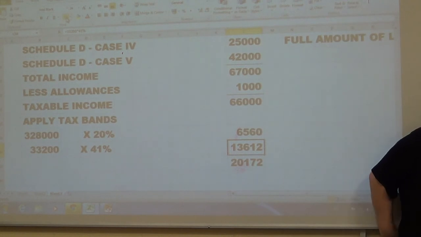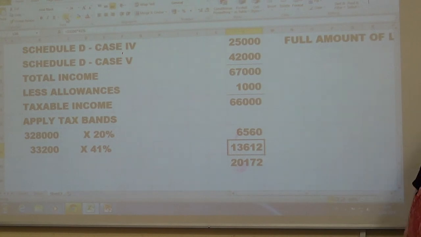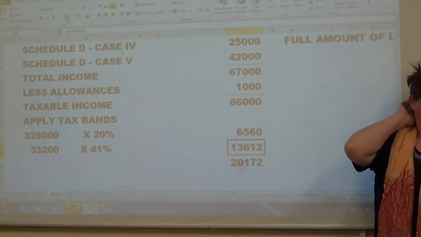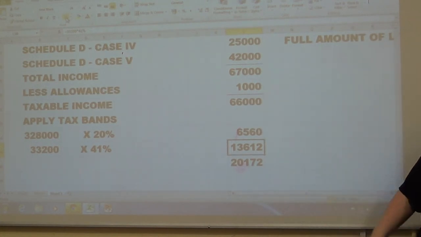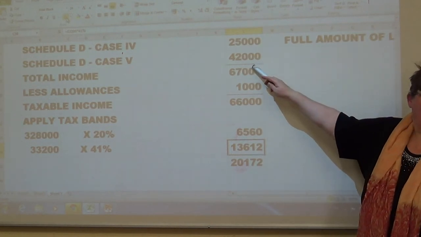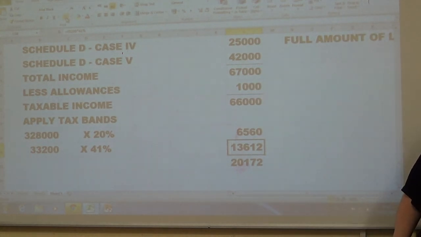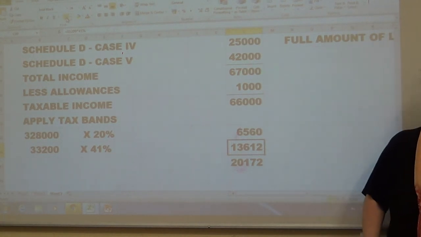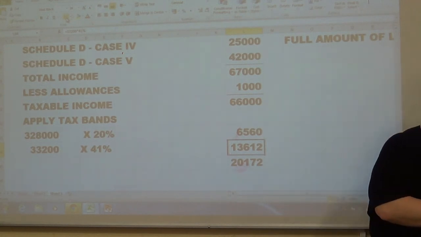And say if his rent was 75 grand or something, would it still be at 41%? No, you can use his bands. Yeah, so like if this was 5, you're saying, is it? Yeah, I'm just saying, if it was below, it doesn't have to be at a higher rate. So up to 41% it can be, but if his bands are enough, it'll just be at the 20%.